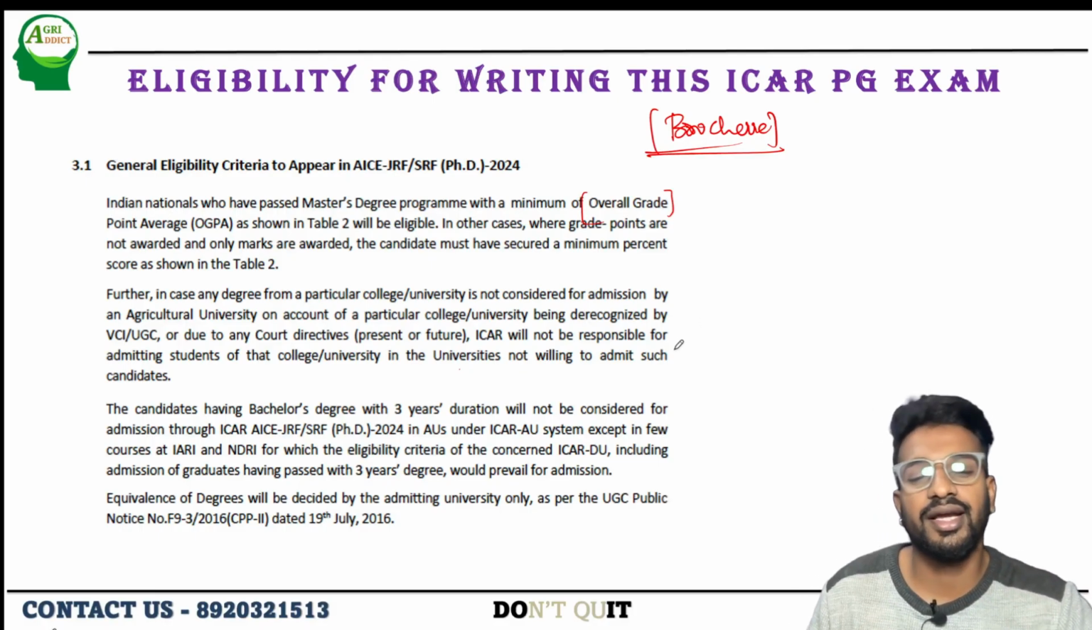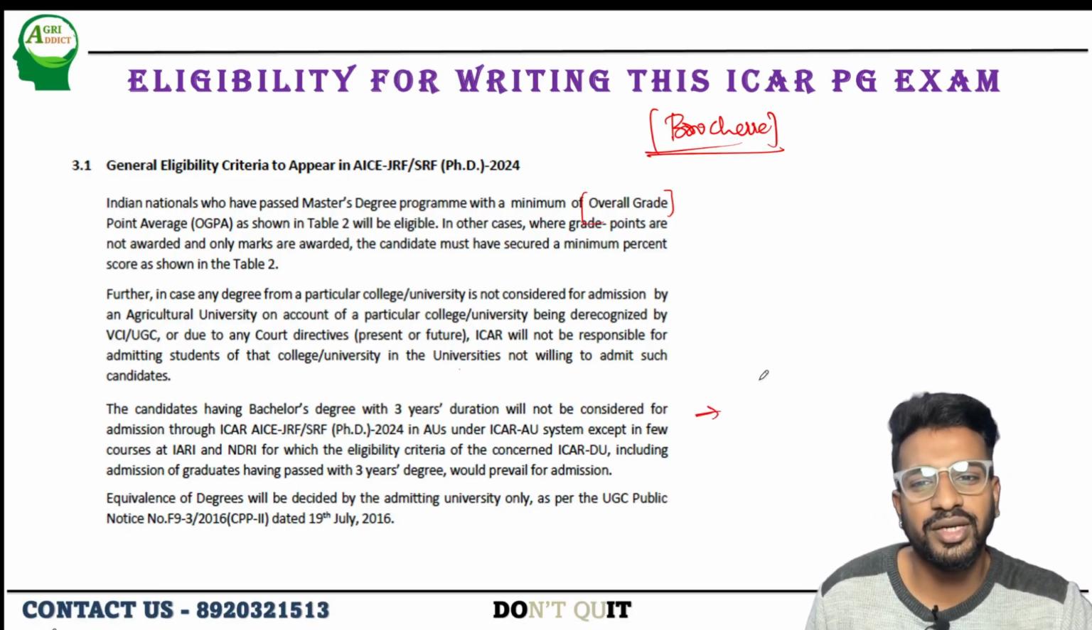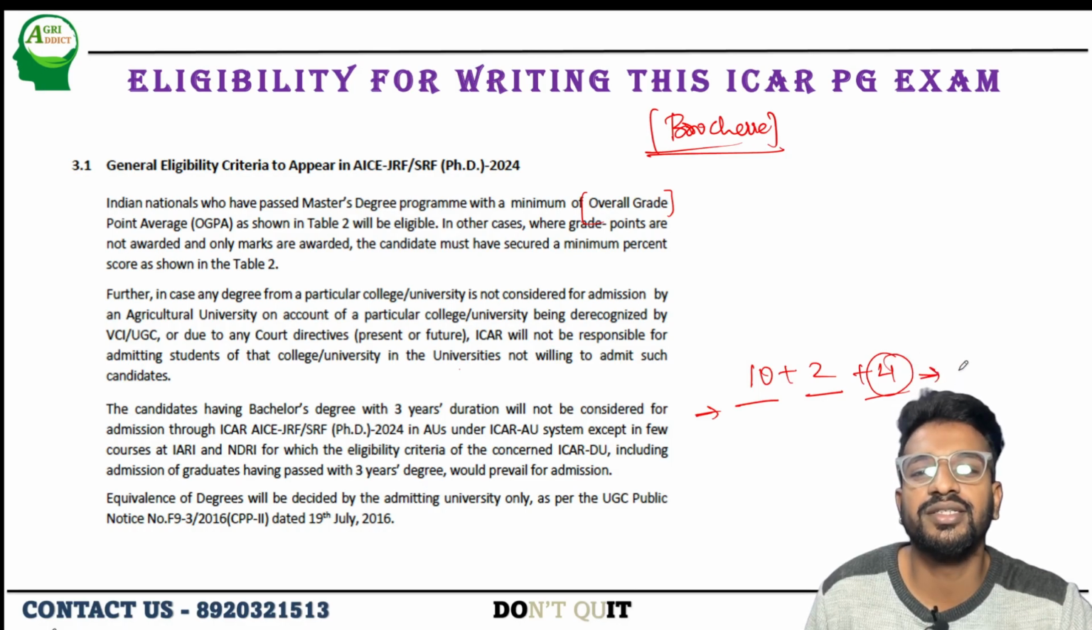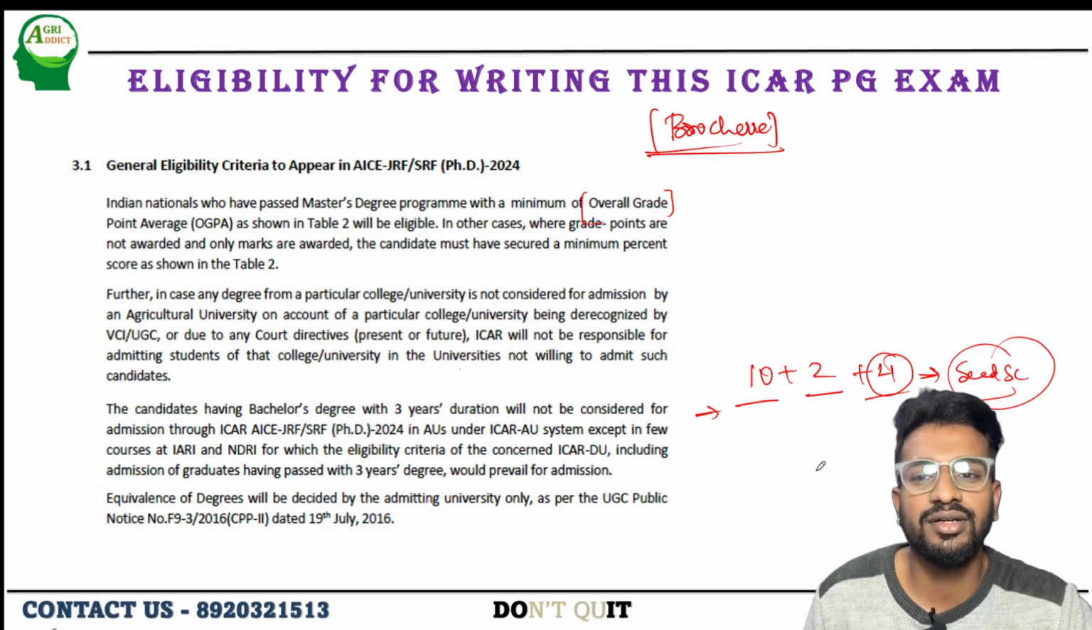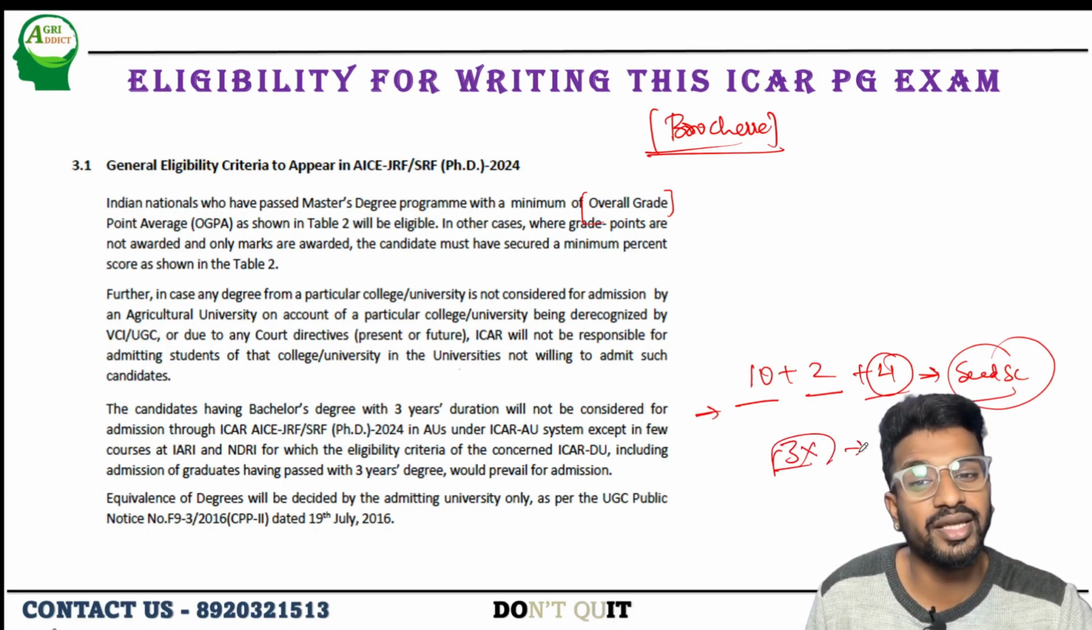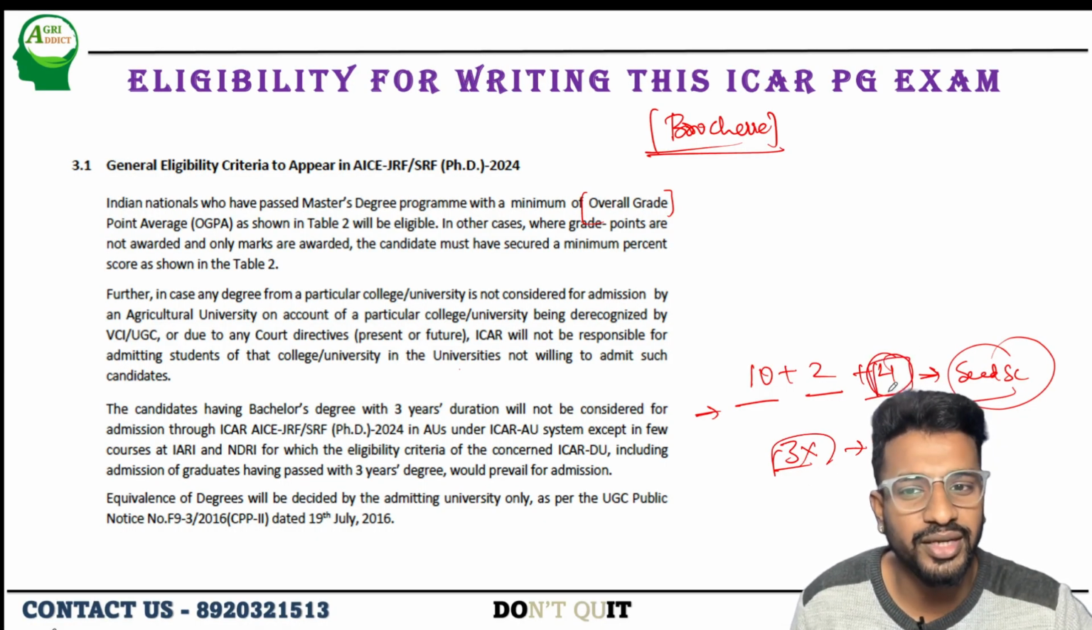Okay. And regarding the degree, the students who have pursued 10 plus 2, that is class 11th and 12th, and a 4-year degree, will be the only ones eligible to write the exam of Seed Science and Technology. If you have a bachelor's degree of 3 years, then you won't be eligible to write the exam of Seed Science and Technology. You have to compulsorily have the 4-year degree.